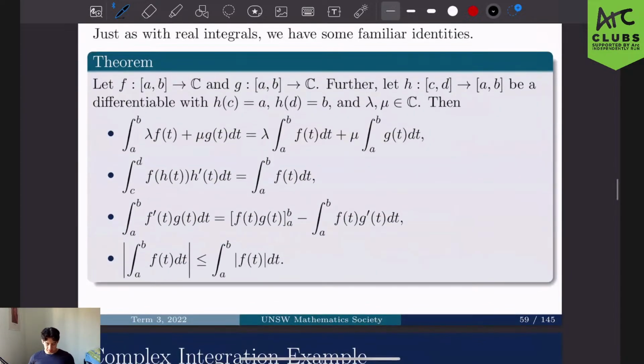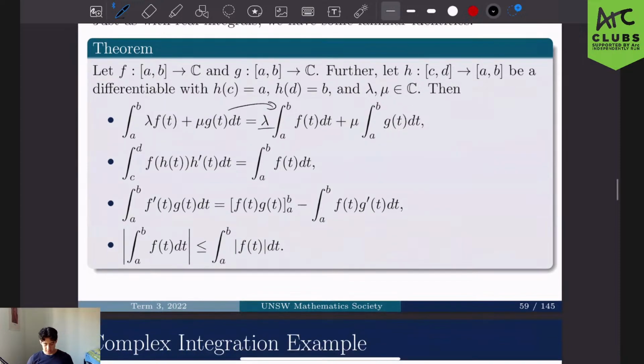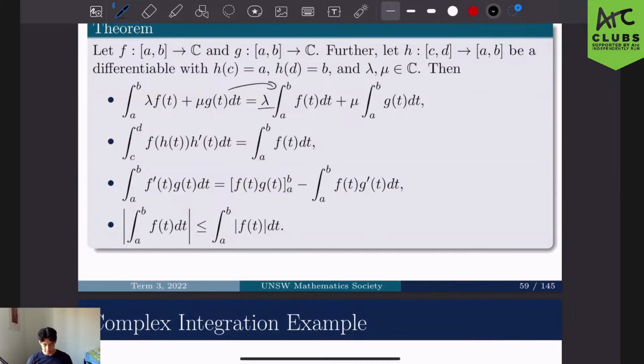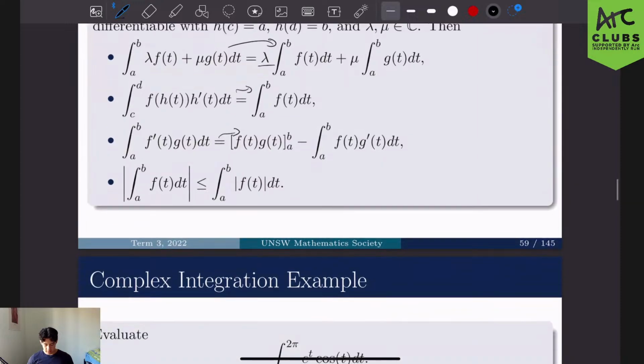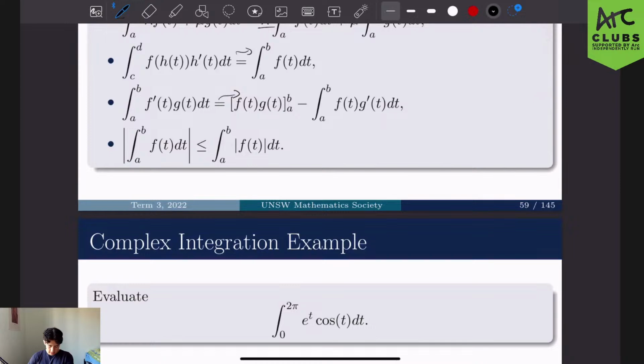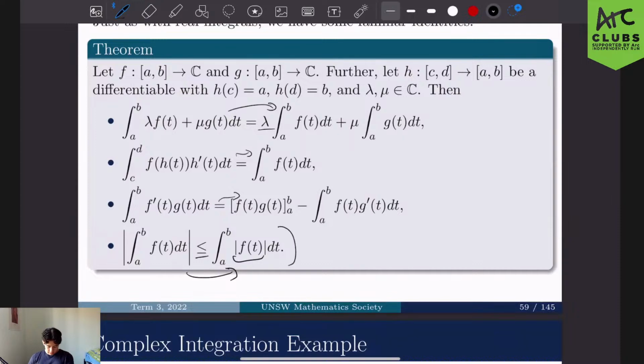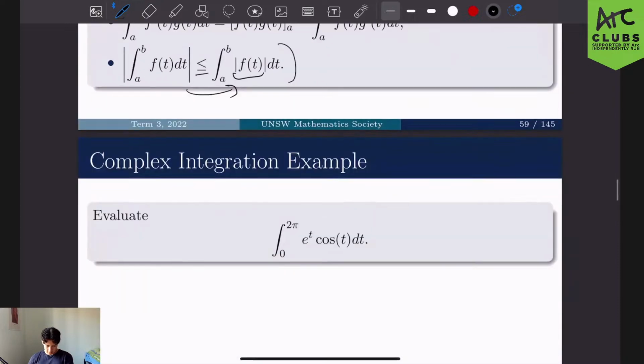Once again, it's really similar to real integration. We can split up the integral into different parts, and we can take out constants. We have reverse chain rule, we have integration by parts, and we also have this here: the modulus of the integral is less than or equal to the integral of the modulus of the function. This might be new, might be not new at all, but that is useful as well.